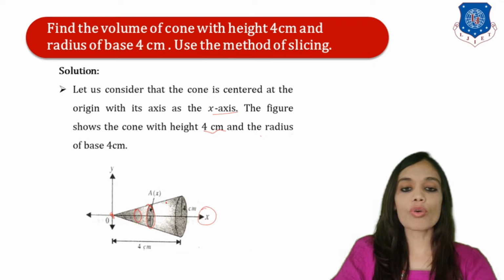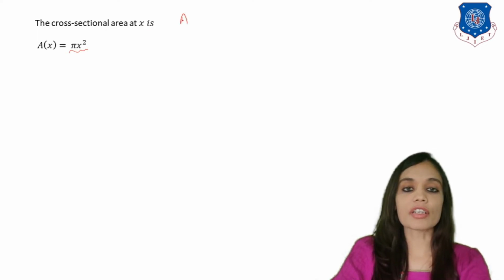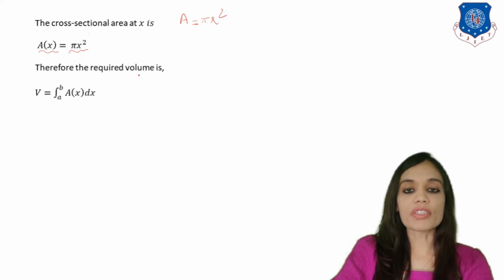The slices of the cone will be circles. So the cross-sectional area at x is A of x equals pi x square, because the slice is a circle and the area of a circle is pi r square, but we are working along the x-axis, so we have written pi x square. Now the required volume is given by V equals the integral from a to b of A of x dx. Our limits are from 0 to 4, and our area is pi x square dx.